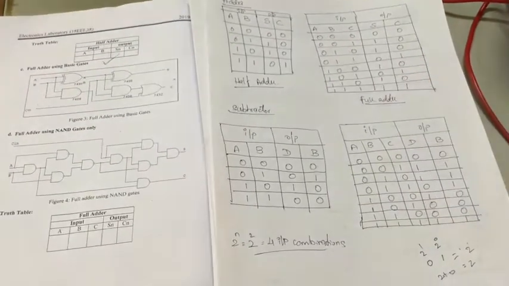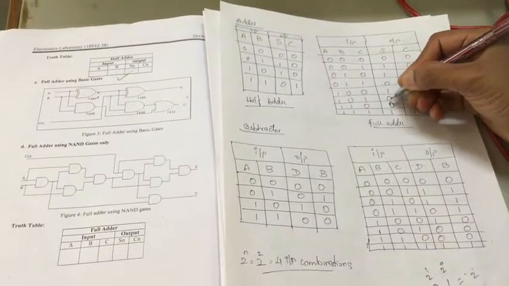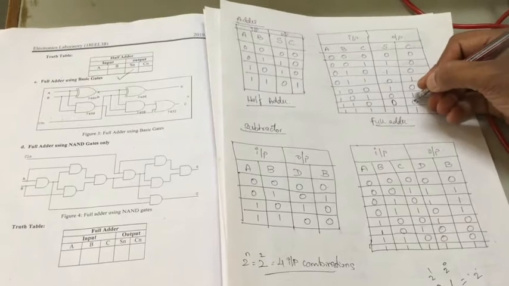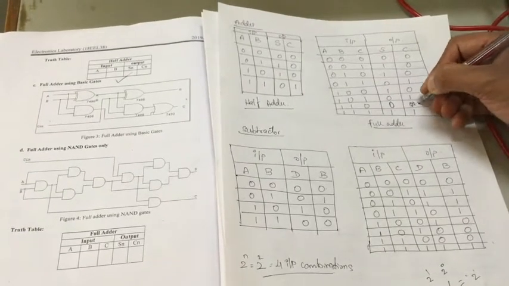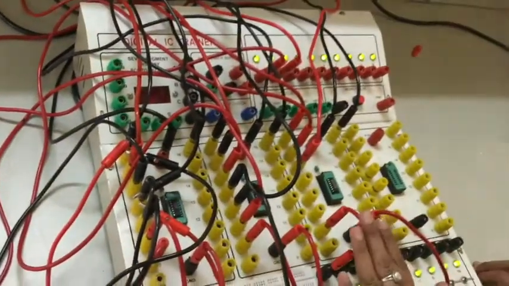Okay. So here a small correction to be made. So 0 plus 1 is 0 and 1 carry. So we have 1 being carry. Okay. So now coming to the connection as such.